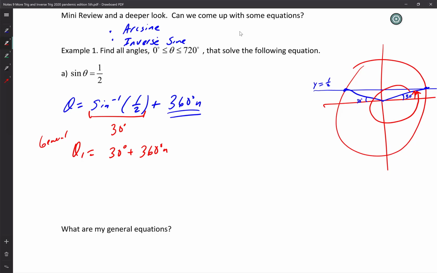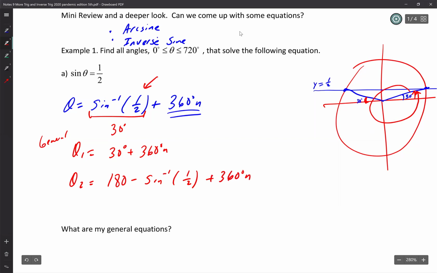Now, how do I get the second one? Because I know the second one is 150. If you know that for a fact, you can just write 150. But how do I get it from what I know? Well, remember that when I type in arc sine of half in the calculator, it's going to give me 30 degrees. So let's see if we can come up with an equation. 180 minus arc sine of half, that will give me the 150, plus 360n. See this right here, where you see that little bracket, that will give me the 150 degrees, because arc sine of half, the calculator is going to give me 30 degrees there. The calculator is not going to give me 150.